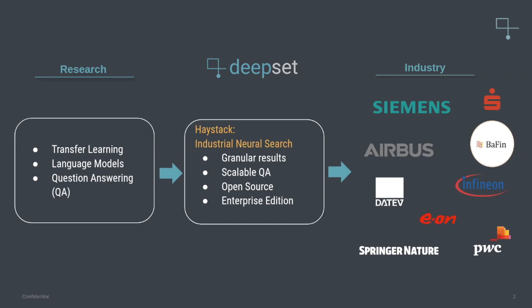With Haystack, you can really get very granular results in your search. We are only talking here about text search, maybe an important point. And with Haystack, you can make it scalable. So scalable question answering models, that's what it's there for. All of that we're doing with open source, and in the end, we earn our money with some enterprise editions, which are useful for large organizations. We have clients from all around the industry, different domains, a lot of technical domains like Siemens or Airbus, but also many from a financial background, like BaFin, for example. But they all have in common that they have huge piles of text data, and they want to make some sense out of that and use search for it.